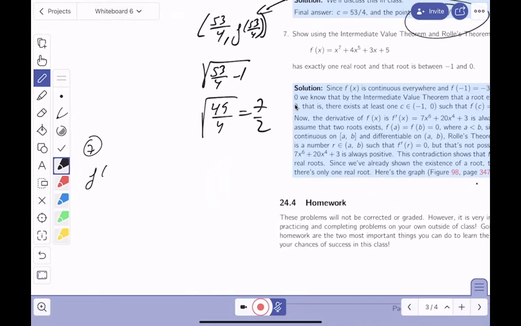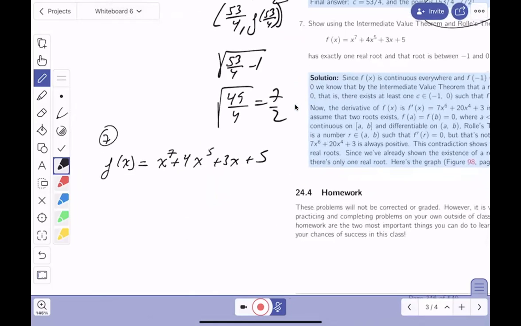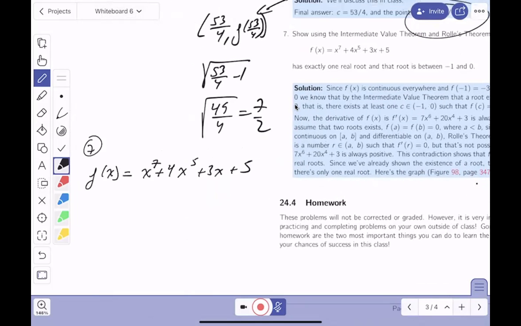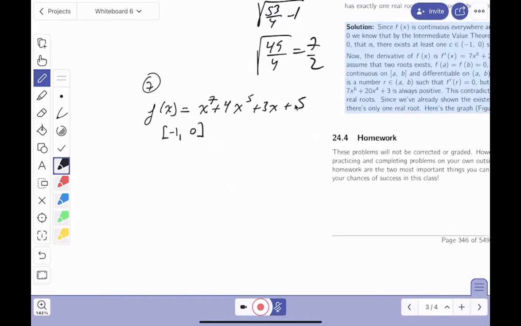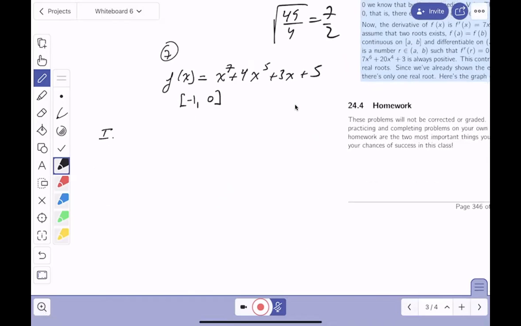So f of x is equal to x^7 plus 4x^5 plus 3x plus 5. The first thing I want to do is the interval is from -1 to 0. So what I'm going to do is I'm going to use the IVT. That's the intermediate value theorem. And the first thing I do is I just want to see what f of 0 is. What's f of 0? It's 5. Right? What does that mean? It's above the x-axis.